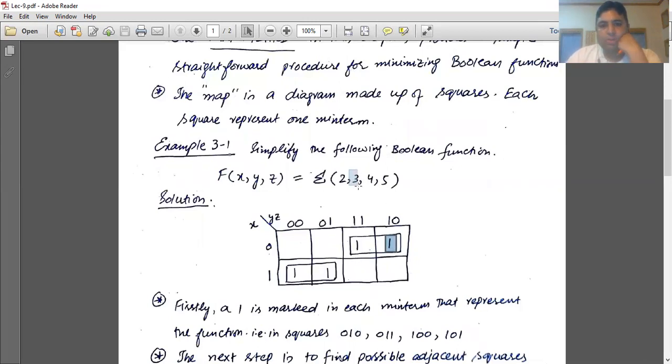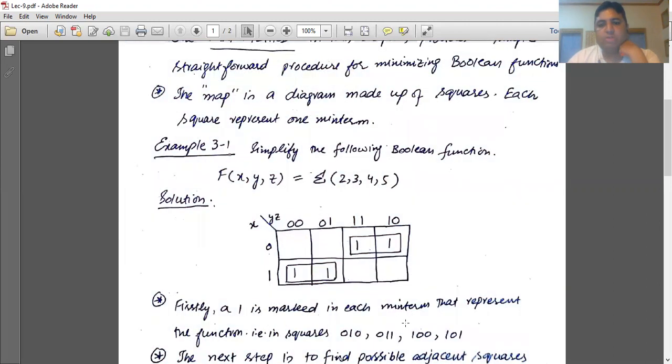Next one is minterm number 3. Minterm number 3 means 011: x is 0, y is 1, z is 1. So this square is x equal to 0, y equal to 1, and z equal to 1. So you put a 1 here. Next one is 100, or minterm number 4.